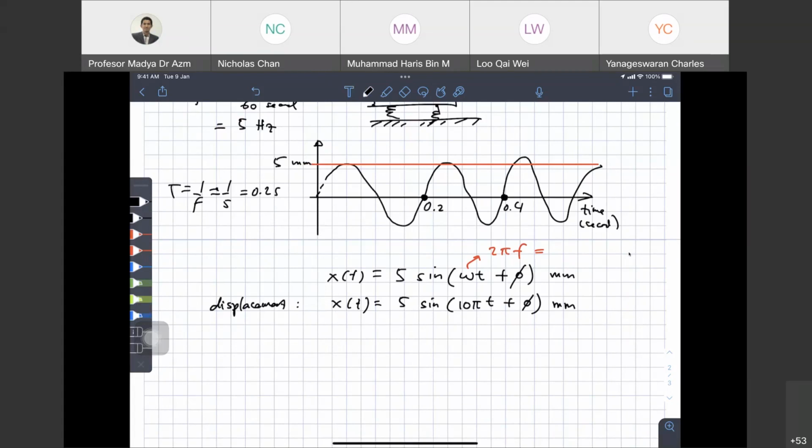But in practice, displacement is rarely used. People will not use displacement to state the amplitude of vibrations. It's not very frequent. The most common one is velocity. So if you have the information of displacement, these equations, what is the velocity of the vibrations?